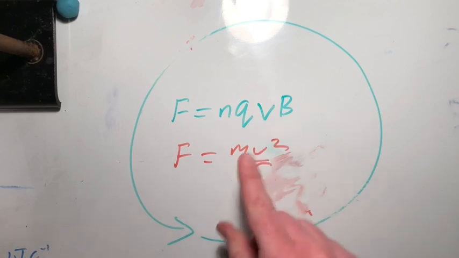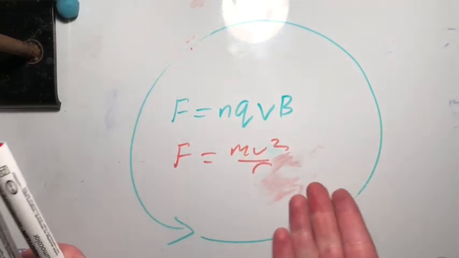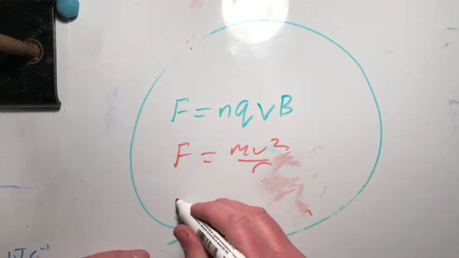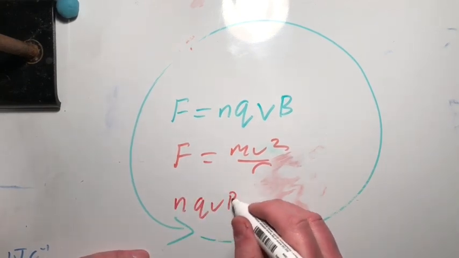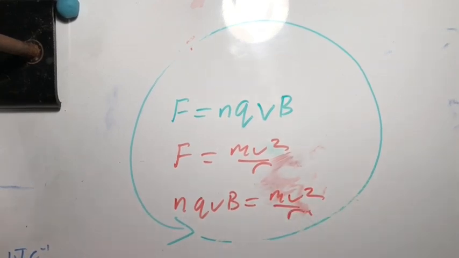Sometimes you might be asked to equate the two, since the force causing this deflection is the same force that's moving them into a circle. So you could say that NQVB is equal to mv squared over r, and you might be asked to manipulate that formula a little bit, which we're going to try now.